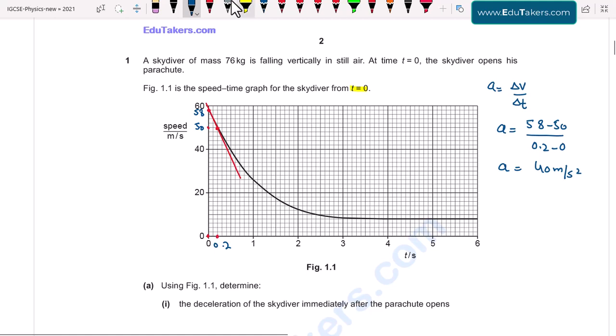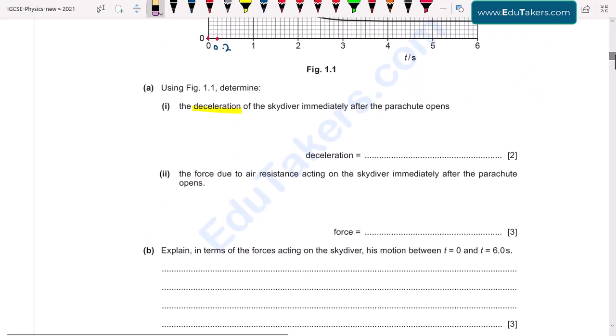But in the question we have to find out the deceleration. So we have to put the negative sign with this value. So I write here minus, where the minus sign shows that the speed is decreasing with the increase in time. So I write here deceleration will be equal to minus 40 meters per second squared.